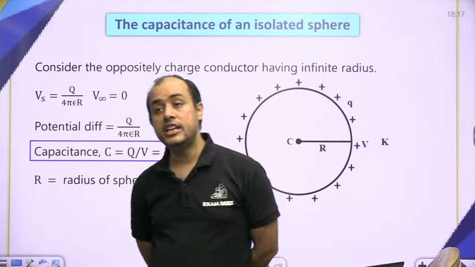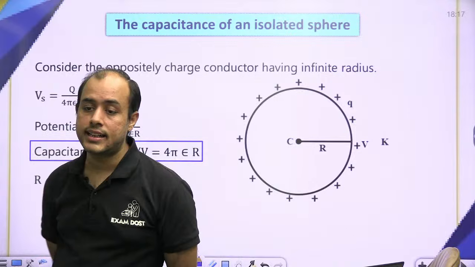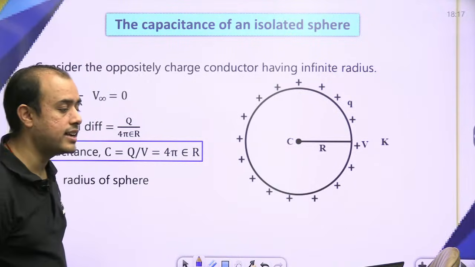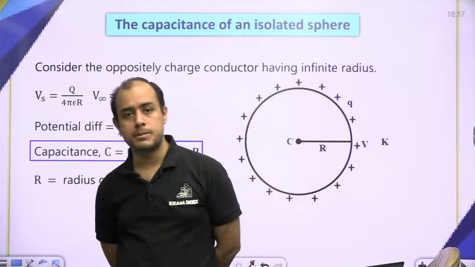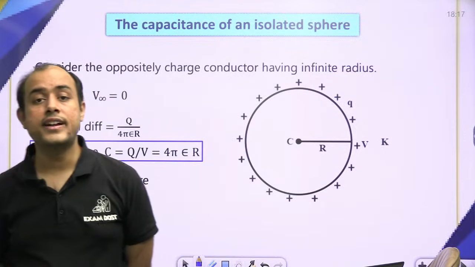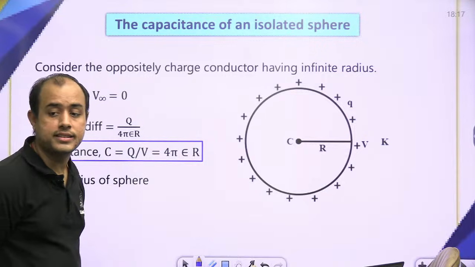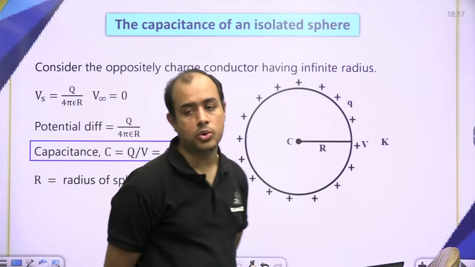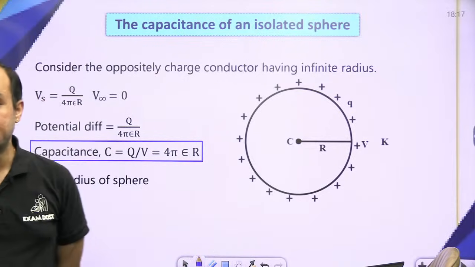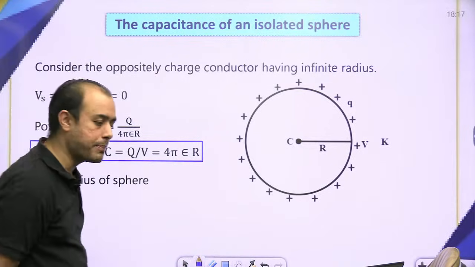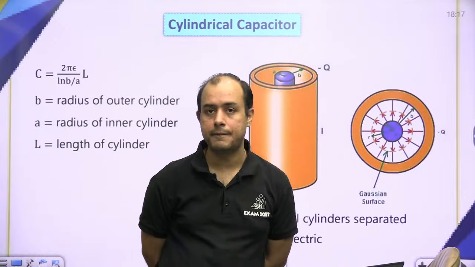Second, even an isolated conducting sphere can hold charge on its surface. If it is even a normal sphere, beta, it can keep charge on its surface. And if it can store charge on its surface, it has a capacity of storing charge. It can be treated as a capacitor. If it can hold charge, then it can be treated like a capacitor.